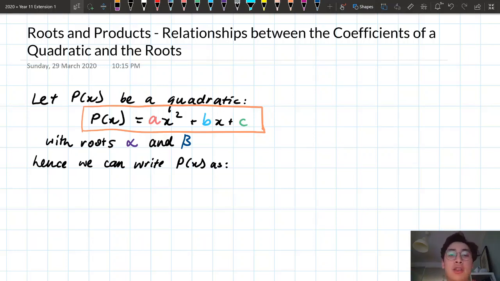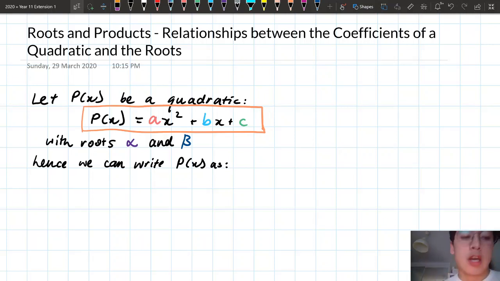What I'm going to do in this video is go through the first section in the Mathematics Extension 1 booklet. What we're looking at today is the relationship between roots and products. We're going to look at the relationship between the coefficients of a quadratic function and the roots of a quadratic function. So this first video is just going to go through the notes. You might not like reading, so I'm just going to go through it and hopefully help you out, just explaining what the content is about.